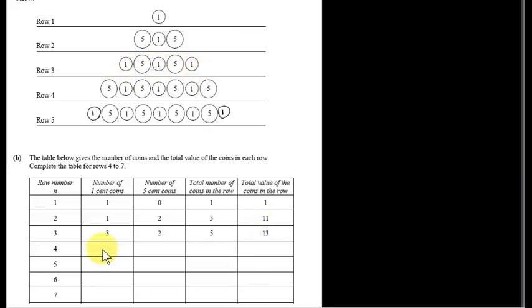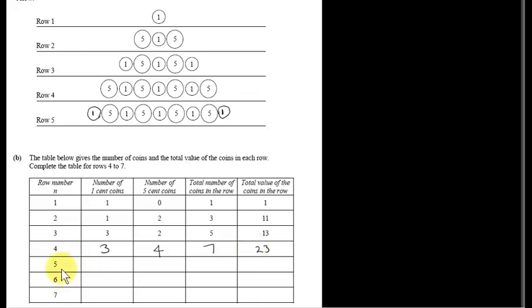Now, for row 4, we want the number of 1 cent coins, that's 1, 2, 3. The number of 5 cent coins in row 4 is 4. The total number of coins in row 4 is 1, 2, 3, 4, 5, 6, 7. The total value of coins in this row is, well, I could add up these numbers, but it should be clear that to get the sum, we just take the sum in row 3, which is 13, this number here, and add on 5 plus 5, which is 10. So 13 plus 10 is 23.